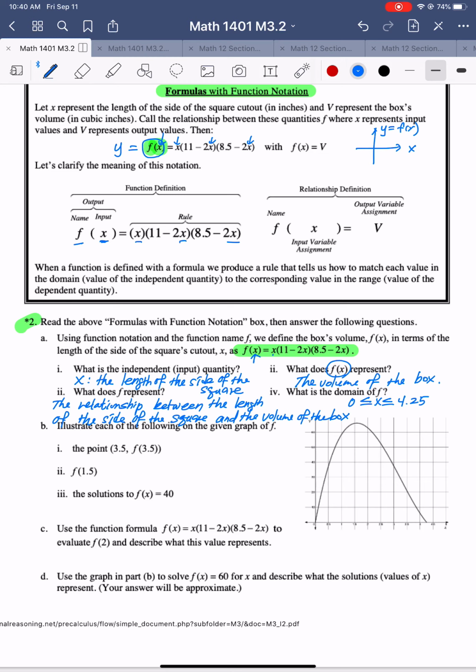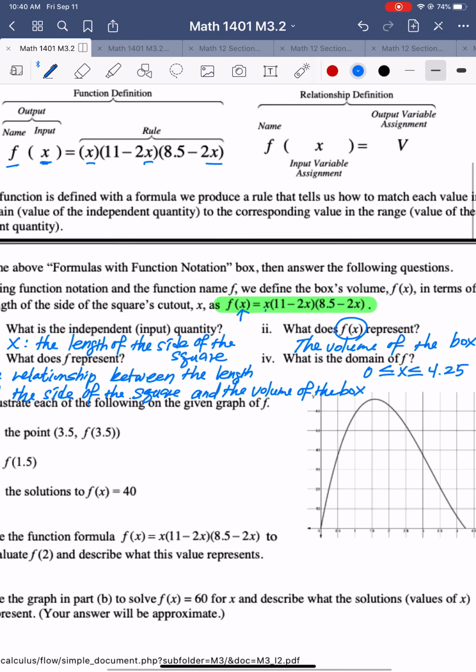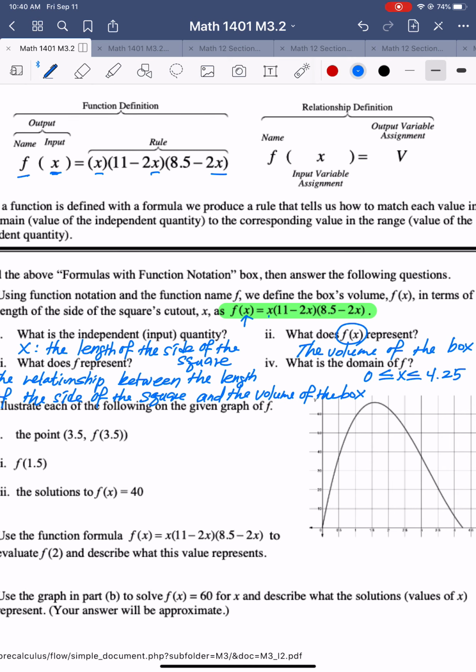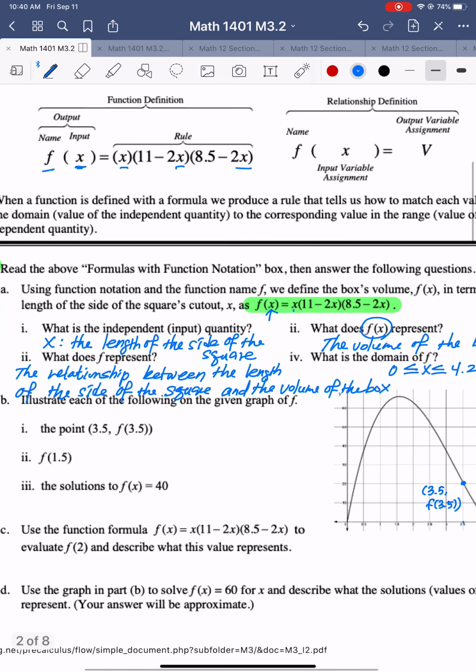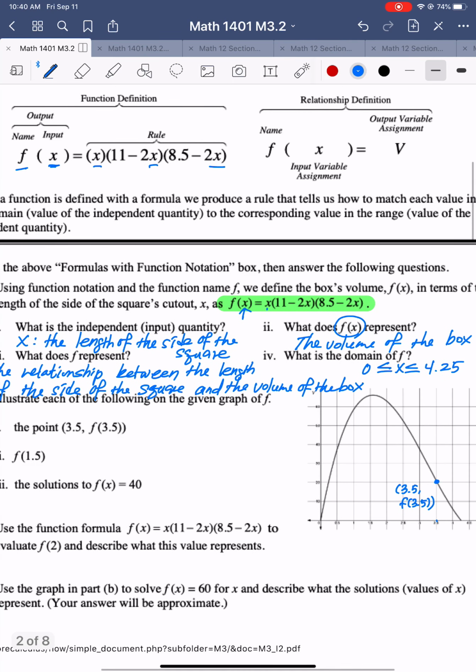So in part B, illustrate each of the following on the given graph of f. The point 3.5 and f of 3.5, okay? I have to find 3.5, and the intervals are about 0.5, right? So 3.5 is about here, and this is the place of 3.5 and then f of 3.5. So that's a point. What is f of 1.5? 1.5 itself is right here, which means this is the volume over here.